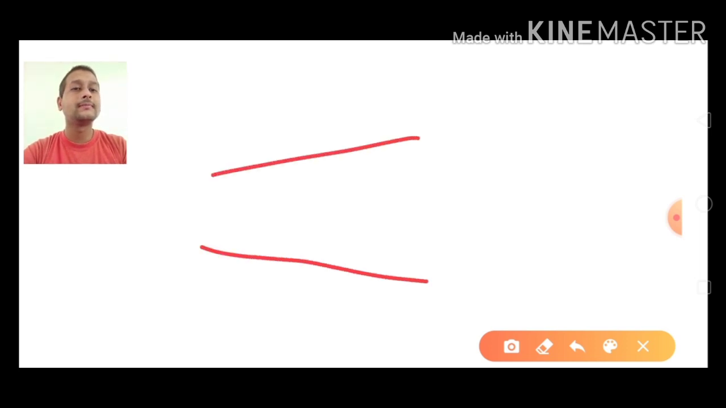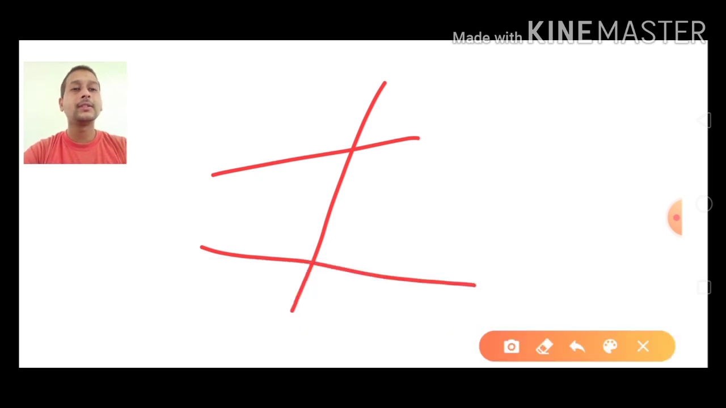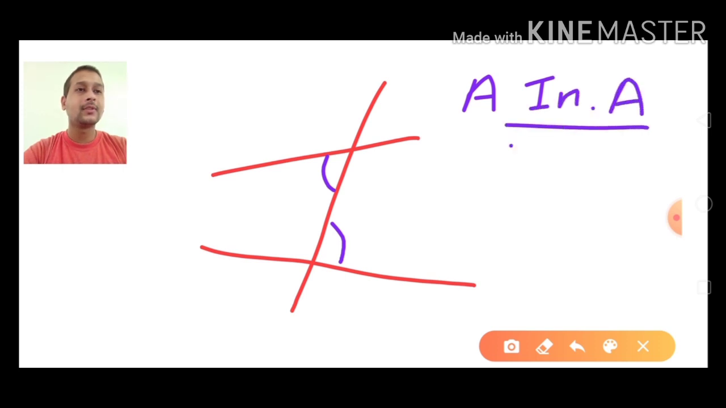Now about alternate interior angles. Say these two are two lines and this is a transversal. Alternate interior angles will be within the region between the two lines, so it has to be interior and it has to be alternate. This is in the interior part, and the other alternate one will be here. So what we are discussing are alternate interior angles.